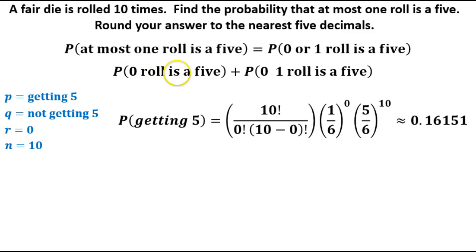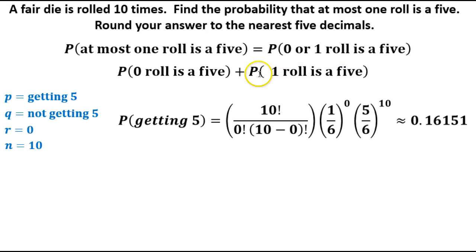But we have to take that and we have to add it to the probability of rolling a 1. Okay? So not this 0. Let's get rid of that guy right there. There we go. The probability of rolling 1 time, it's a 5. Looks a little bit better. Okay, so now we've got to calculate the probability that one of these rolls is a 5.